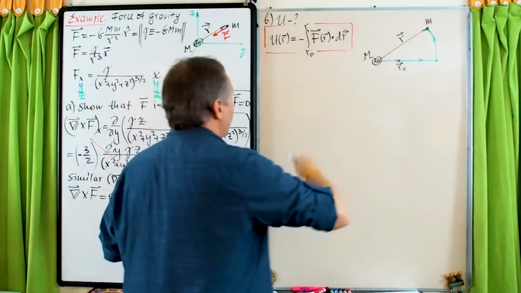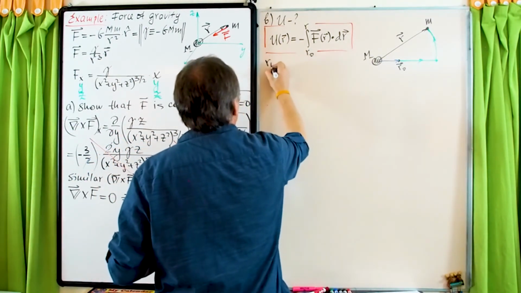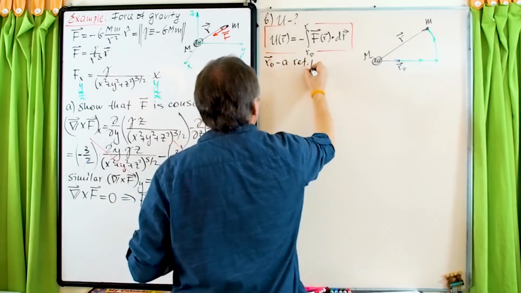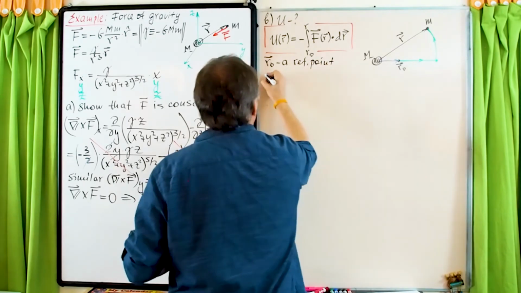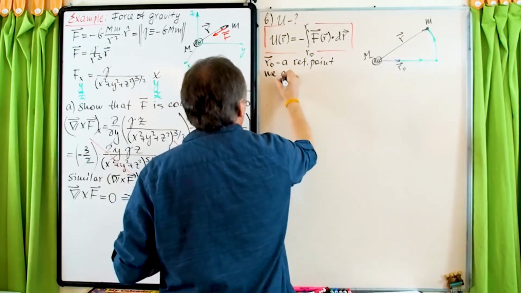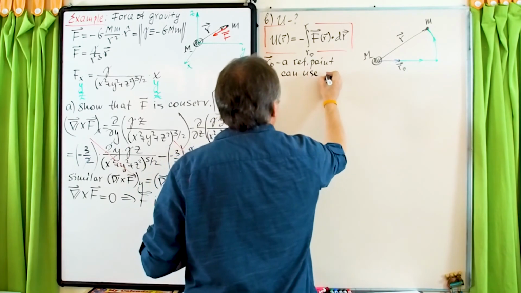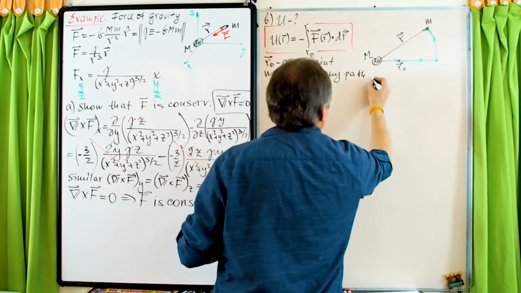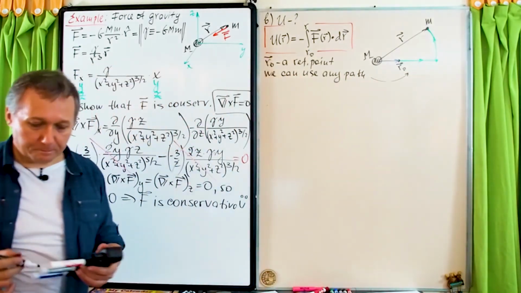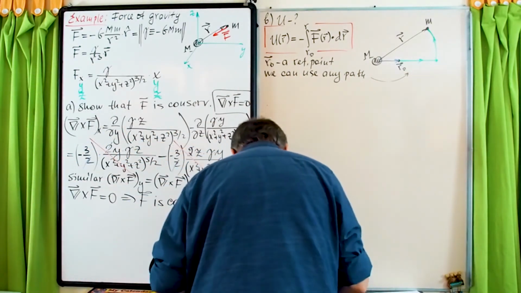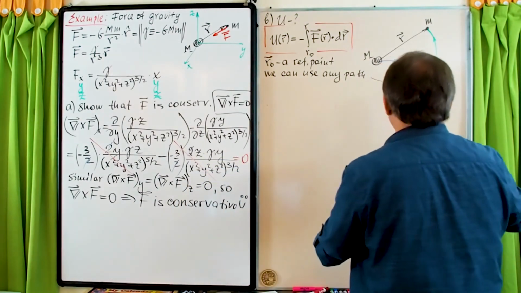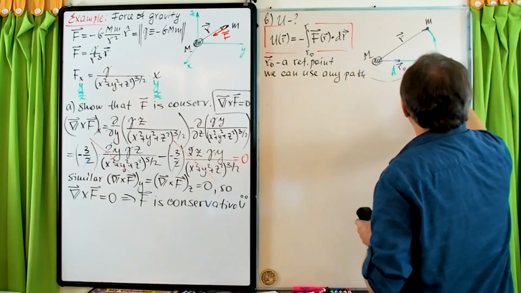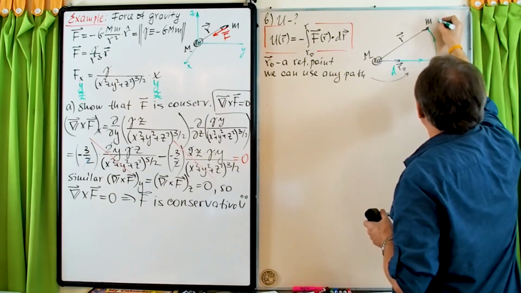Again, we can pick any path. R0 is, first of all, a reference point, and we can use any path. So, as I said, we will pick that one. Let me label it A, B, C. So this is point A, this is point B, and that's point C.